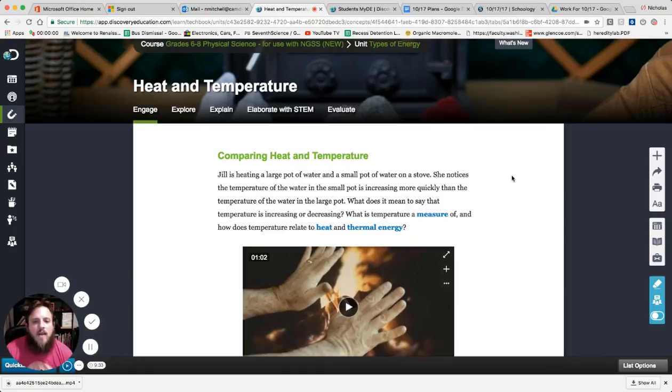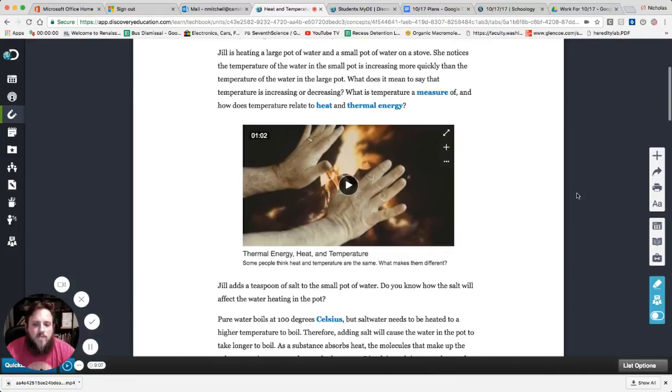If Jill is heating a large pot of water and a small pot of water above a stove, she'll notice that the temperature in the small pot gets hotter quickly because there's less water than in the large pot. But what does that mean? What does it mean to say temperature is increasing or decreasing? What does temperature actually measure? And how does temperature relate to heat and thermal energy?